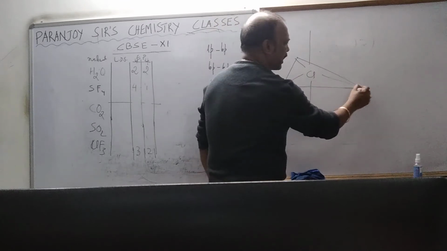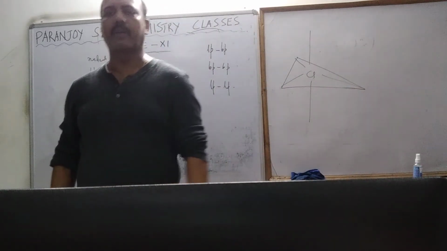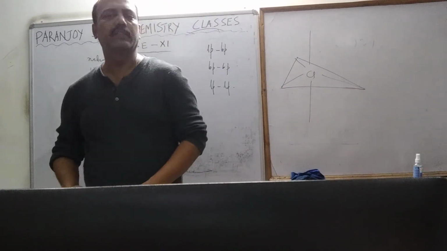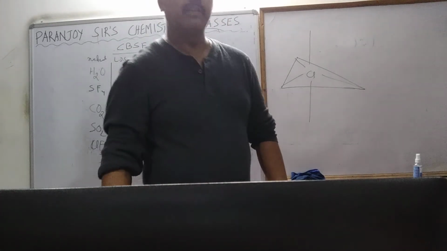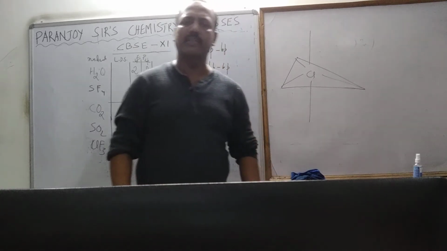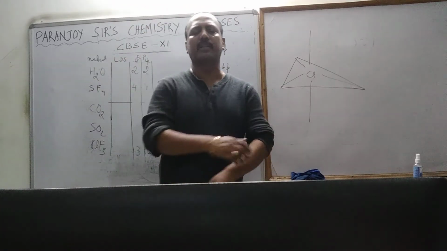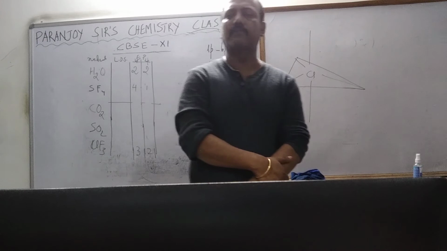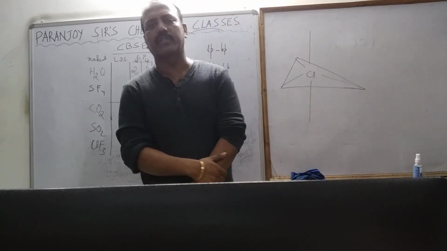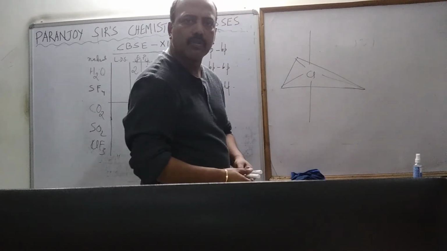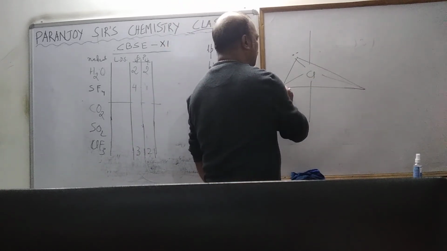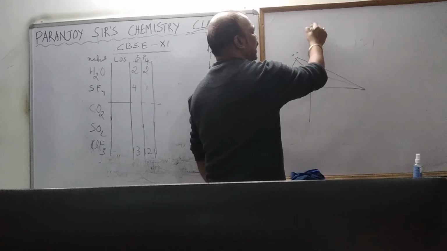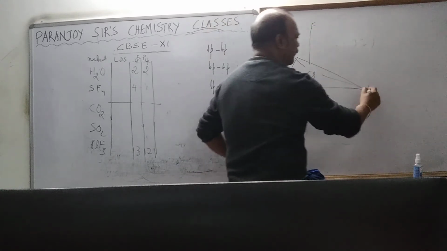Now there are 2 lone pairs, right? If it is triangular bipyramidal, where will the lone pairs go? To the equatorial position. We know it, right? If lone pairs are present in a triangular bipyramidal, they go to the equatorial position to minimize the repulsive force. So you can put the lone pairs in any equatorial positions. F is here, F is here, F is here.